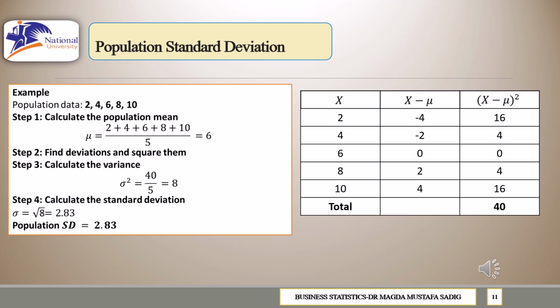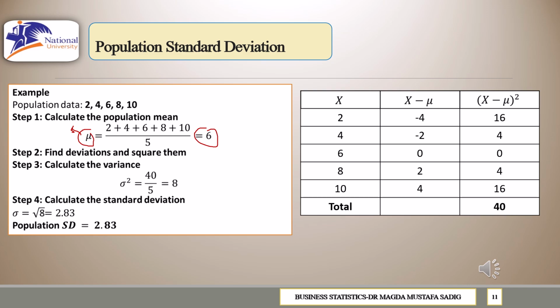Let us take this example. We have the values 2, 4, 6, 8, and 10 with deviations from the mean and squared deviations totaling 40. Because we are dealing with a population, we find mu, the population mean: 2 plus 4 plus 6 plus 8 plus 10 divided by 5 is 6. This is the mu. Then we find the deviations and square them.